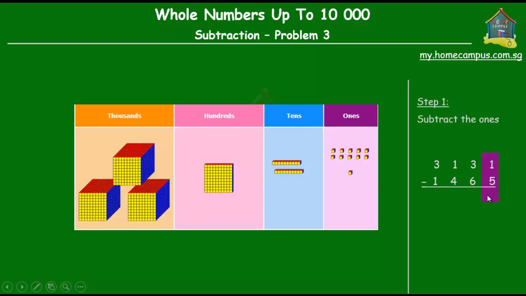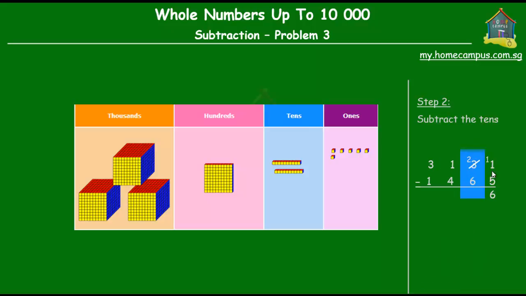So if you look at the right side of the screen to see how the working actually happened, we had 3 tens, we borrowed 1 ten, we were left with 2 tens. We borrowed and broke that up into 10 ones. So now the ones column will have 11 ones. We subtract 5 ones from there. Okay, and what we have left is 6 ones. So now the tens column has 2 tens and the ones column has 6 ones. Okay, what do we do next? Well, we go on to subtracting the tens now.